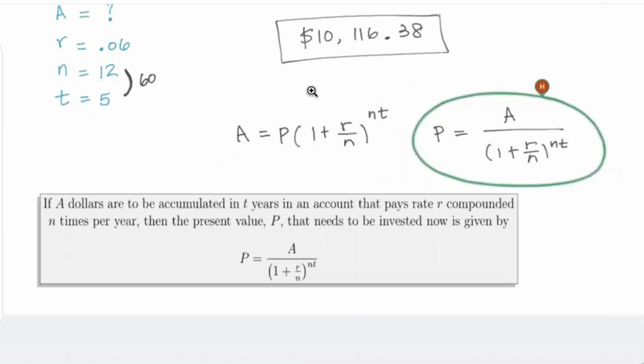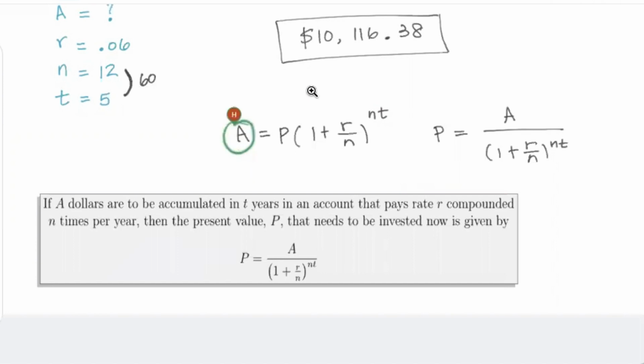But why do we write it in two different formulas? Here is the tip. If the question is to find the future value, this is the better formula, A equals. If the question is to find the present value, meaning how much we have to deposit now to get a certain amount, then we use this formula. If P is the question, P equals. If A is the question, A equals. Do you see the difference?